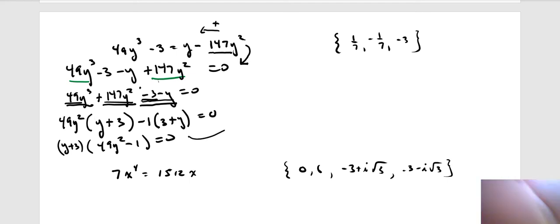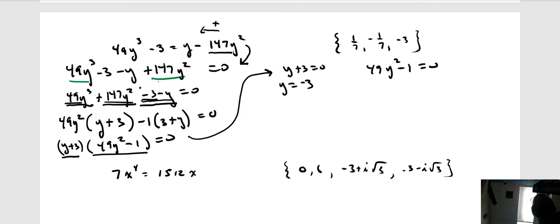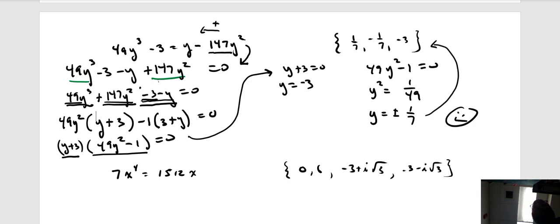And I'm going to bring this over here to start working. Now I'm going to use that beautiful property, the product of two things equals 0. So one possibility is y plus 3 equals 0, in which case y equals -3. Other possibility, 49y squared minus 1 equals 0. So y squared is going to equal 1 over 49. Sorry, I skipped a little bit of algebra there. Which has solutions y equals plus or minus 1/7. And we take a look at our solution set and we are happy. Okay.